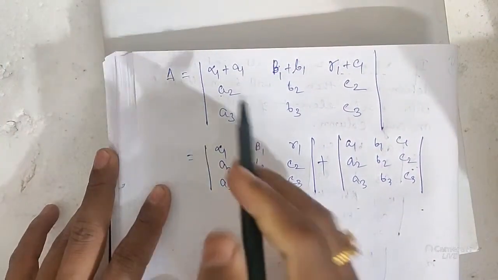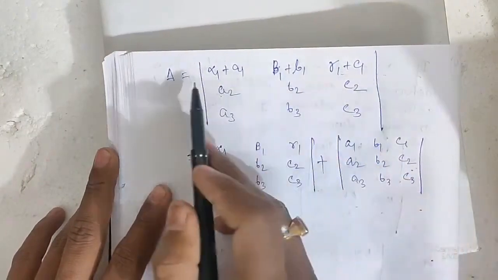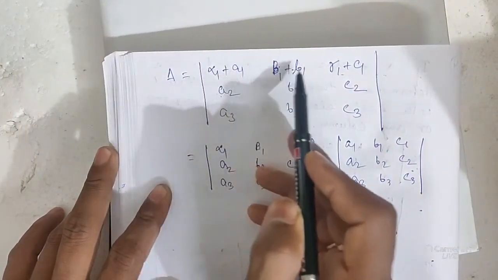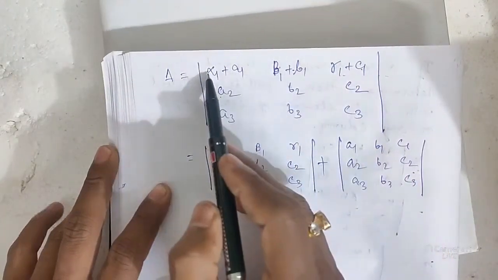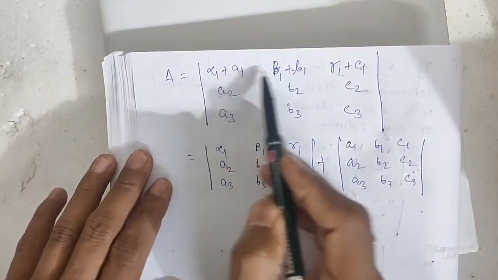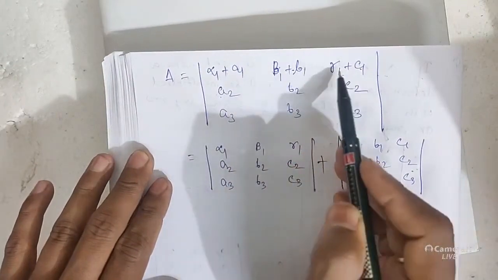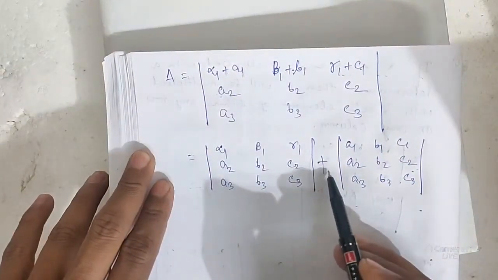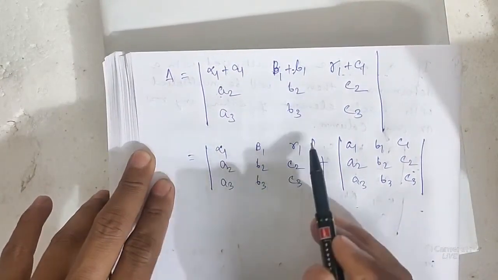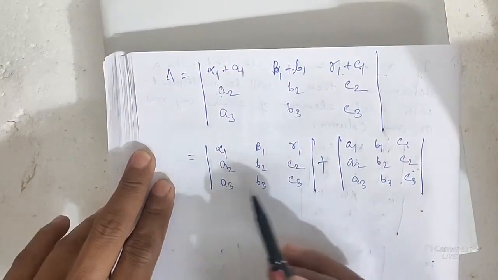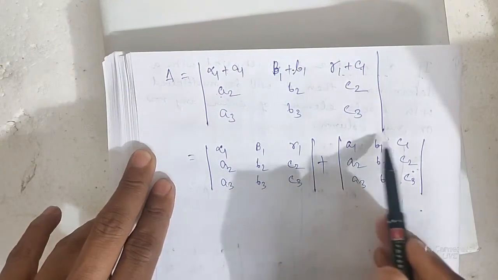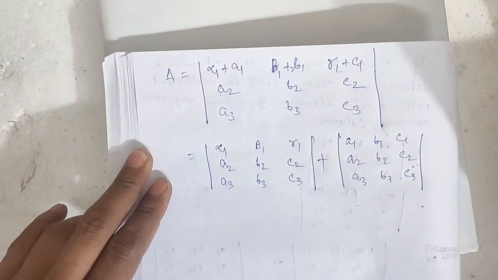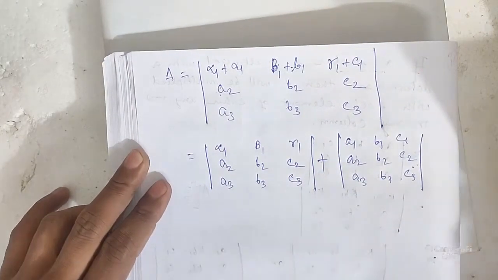That means if we can express the first row in this form, here the plus sign is there. If it is minus, then all should be minus: alpha 1 minus A1, beta 1 minus B1, gamma 1 minus C1. Then we have to write minus here: alpha 1, beta 1, gamma 1, A2 B2 C2, A3 B3 C3 minus A1 B1 C1, A2 B2 C2, A3 B3 C3. Okay.